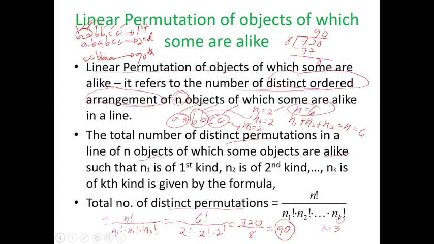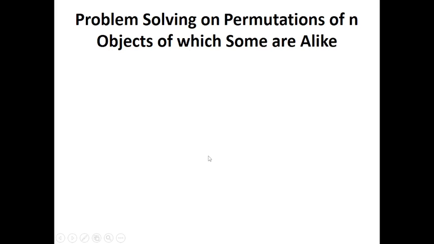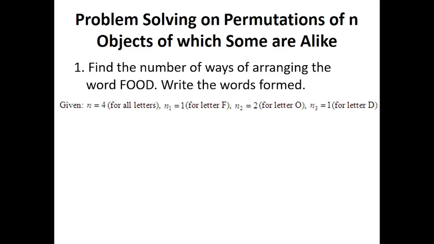So we have an example. Here's the problem: find the number of ways of arranging the word FOOD, and write the words formed. We have 4 letters, so n equals 4. Then n1 equals 1 for letter F, n2 equals 2 for letter O, and n3 equals 1 for letter D.